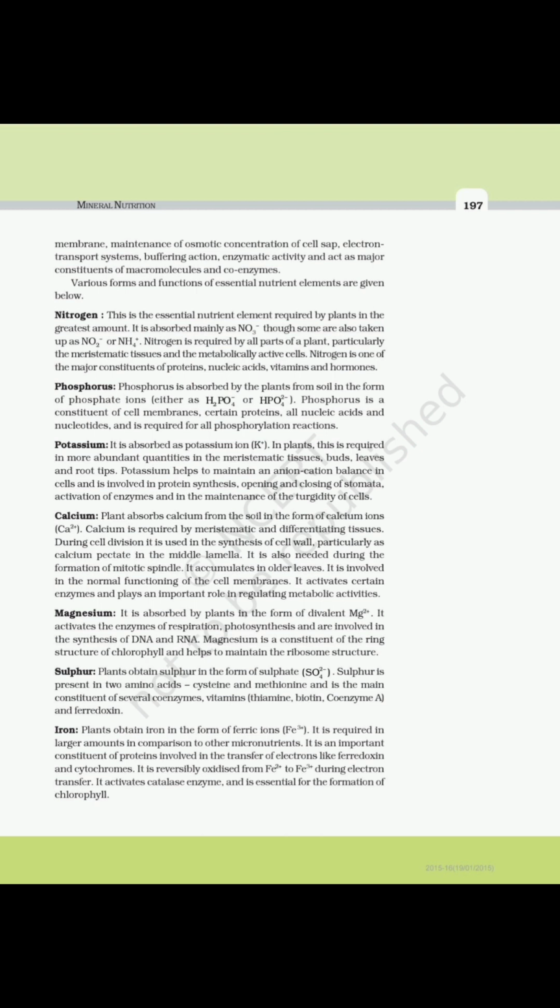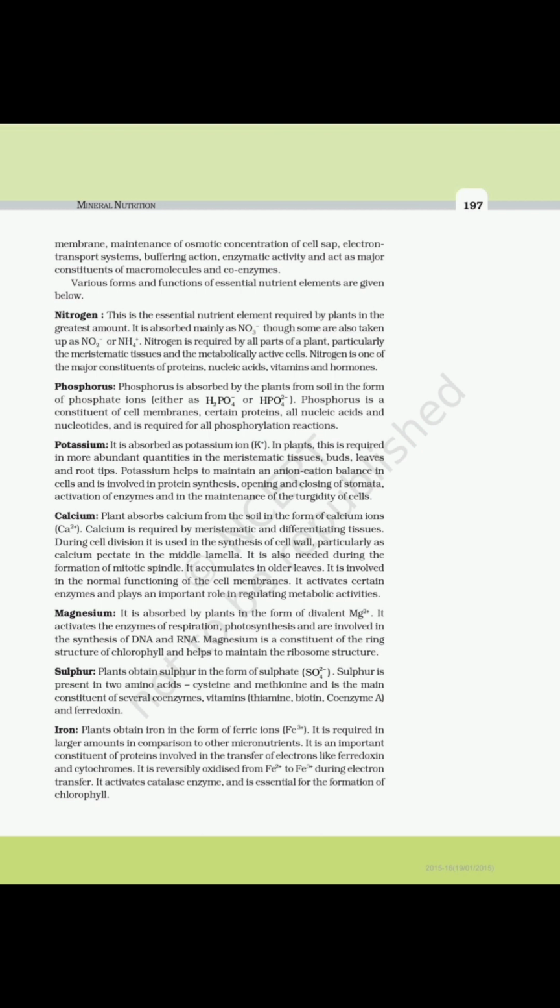Nitrogen. This is the mineral element required by plants in the greatest amount. It is absorbed mainly as NO3-, though some is also taken up as NO2- or NH4+. Nitrogen is required by all parts of a plant, particularly the meristematic tissues and the metabolically active cells. Nitrogen is one of the major constituents of proteins, nucleic acids, vitamins and hormones.